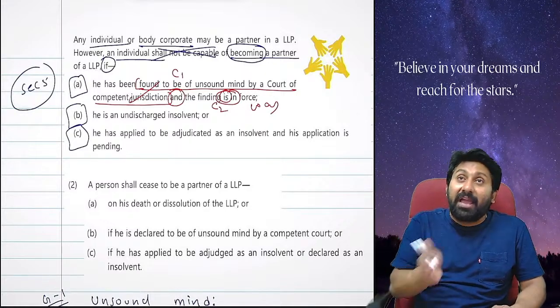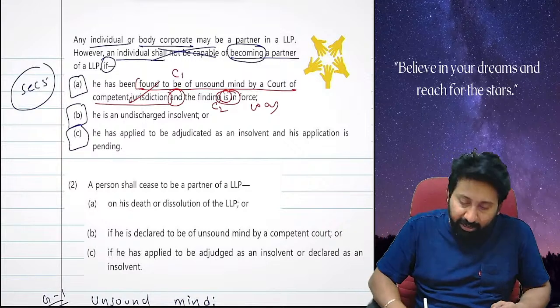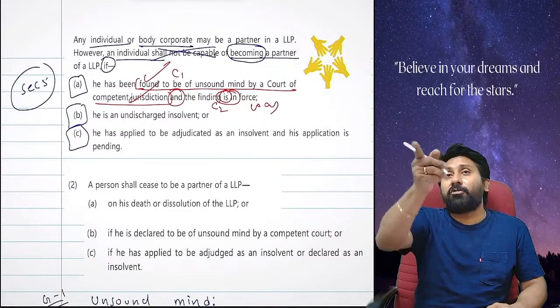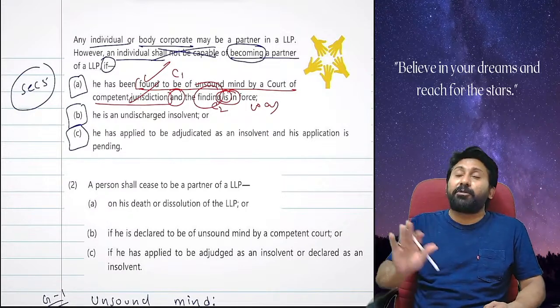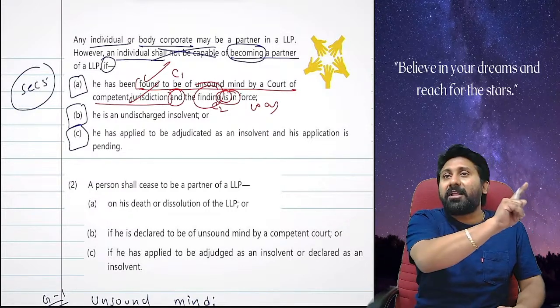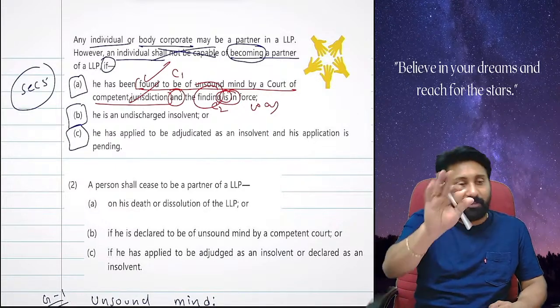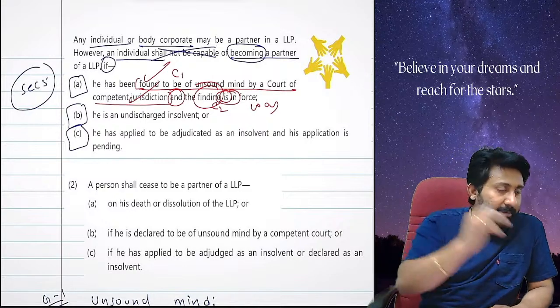But when I am unsound, I cannot become a partner. Once I become sound, you can become a partner again. That's why, who found? Court found that you are unsound. That court finding must be in force. In force means it should be continuing. During that period of unsound mind continuity, you can't become a partner in LLP. After that, you can become a partner one more time. Clear up to here? Read the point here properly.